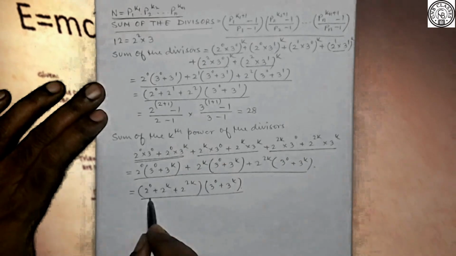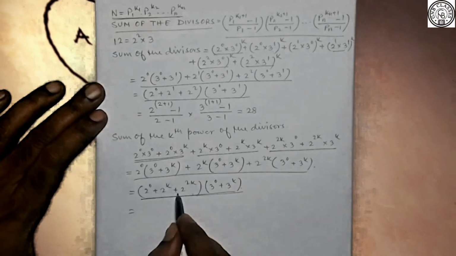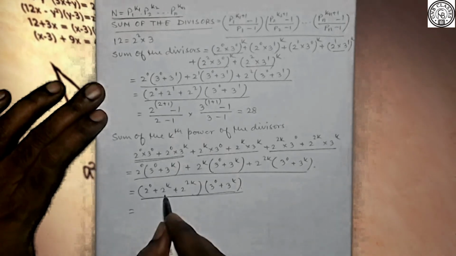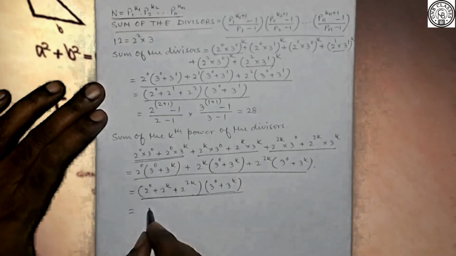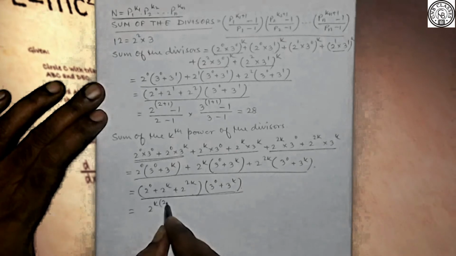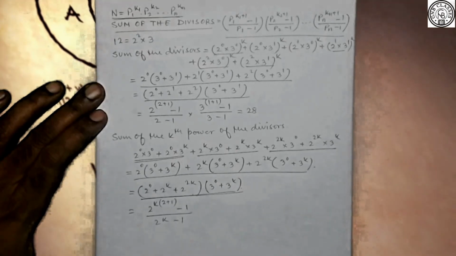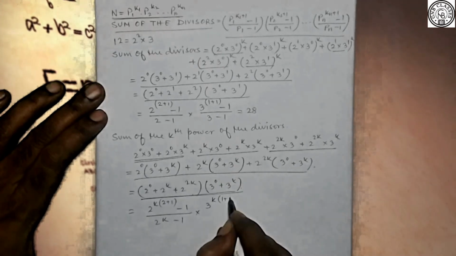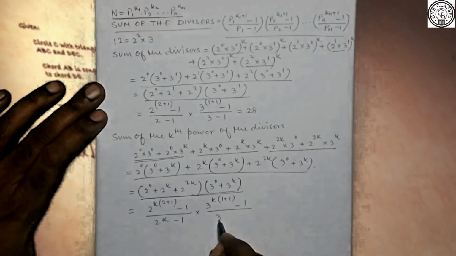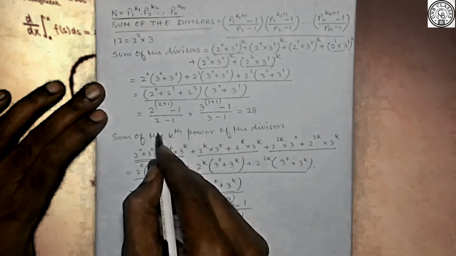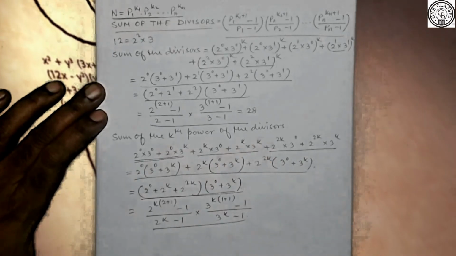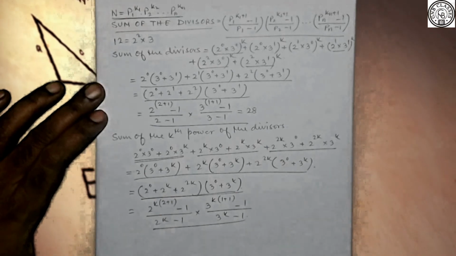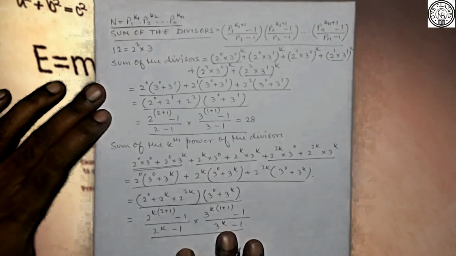So for this one, the summation will be, this is again a GP series whose first term is 1 and the common ratio is 2 to the power k. So it will be 2 to the power k into 2 plus 1, minus 1, by 2 to the power k minus 1, into 3 to the power k into 1 plus 1, minus 1, by 3 to the power k minus 1. It's all the same. Only the exponent is multiplied with k. So can we generalize this formula?